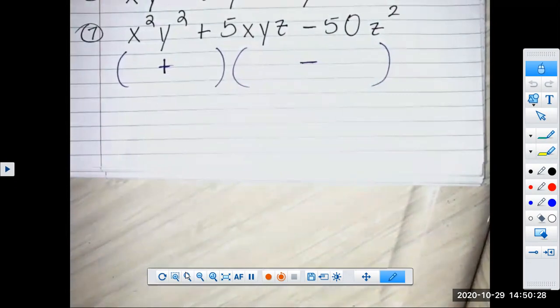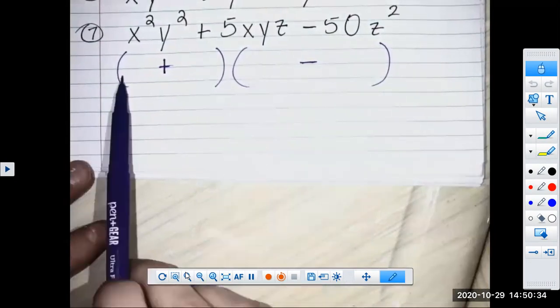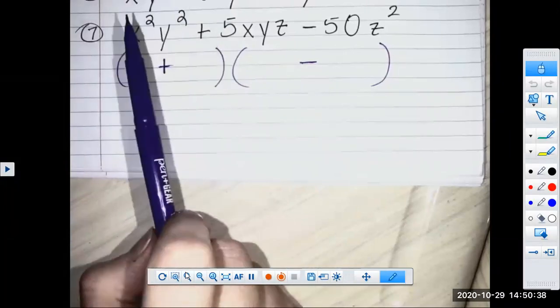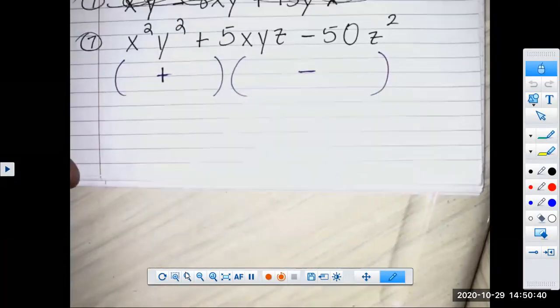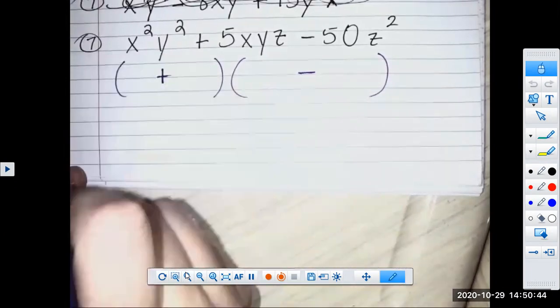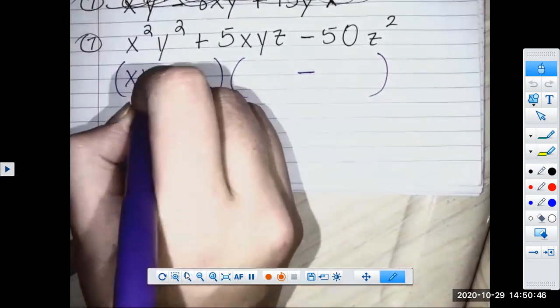All right, let's go through and figure out our variables before we worry about the numbers. So in the front, you know that you always take the square root of this first term or divide all of your exponents by 2. So what goes in the front? Good, x and y.